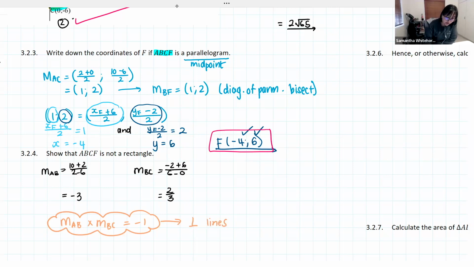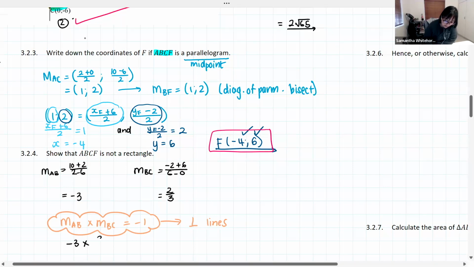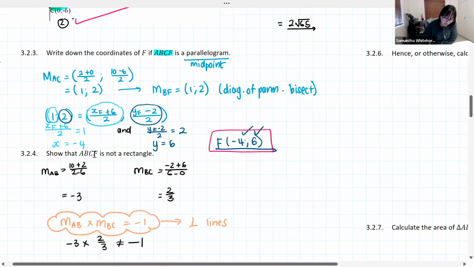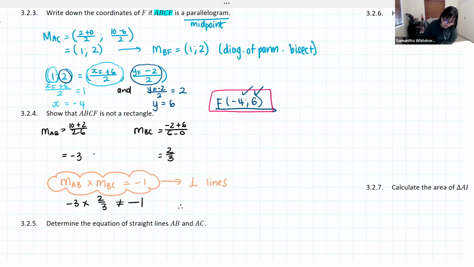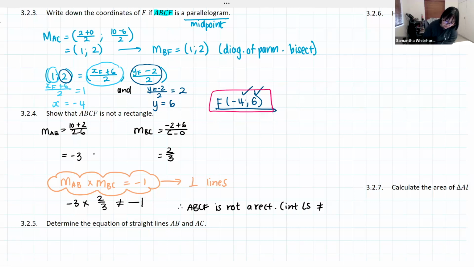So what you want to do is take -3 times 2 over 3, and see what you get. Now, obviously, that does not give you -1. And because it does not give you -1, that means ABCF is not a rectangle, because interior angles are not equal to 90 degrees.